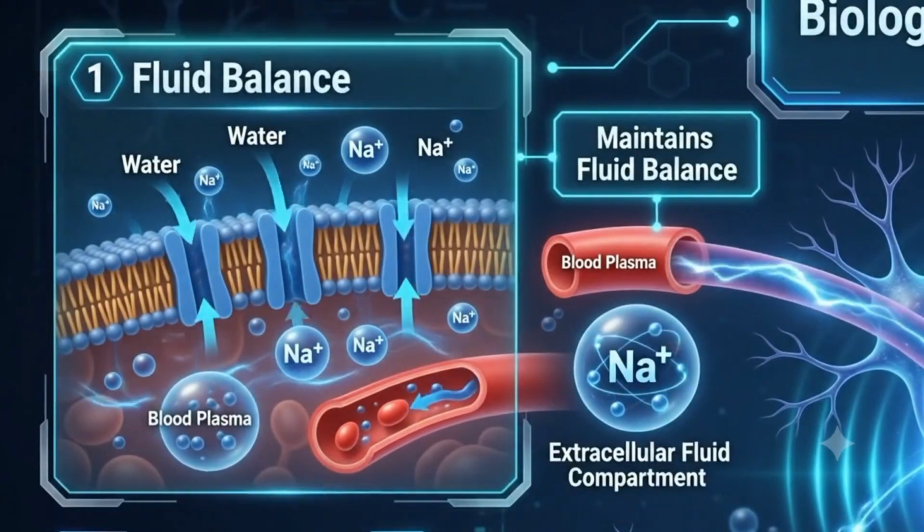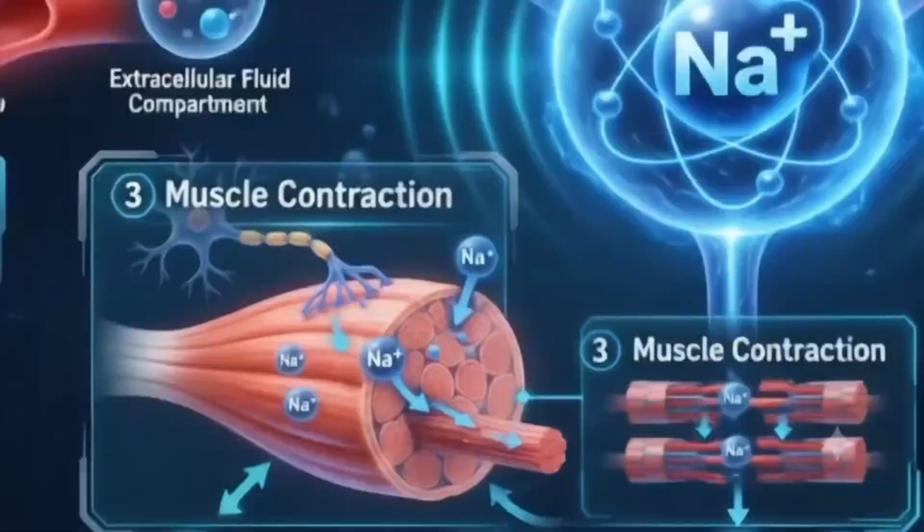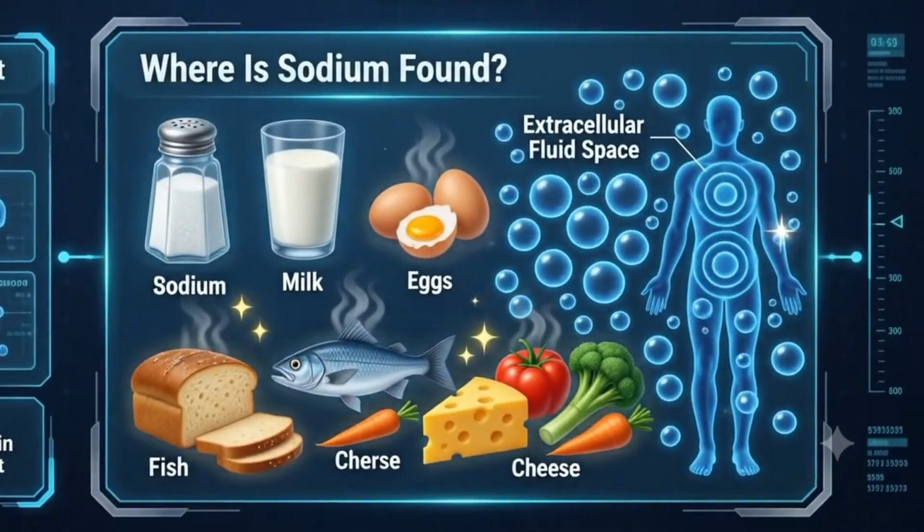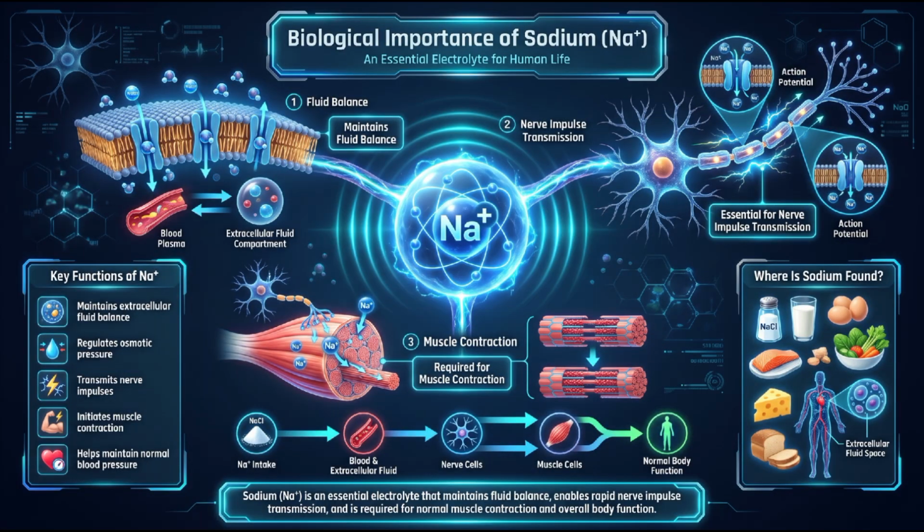Sodium is classified as an electrolyte because it carries an electric charge when dissolved in body fluids. It is the major positively charged ion found in the extracellular fluid, which is the fluid surrounding the body's cells. The infographic illustrates how sodium plays a vital role in maintaining fluid balance, transmitting nerve impulses, enabling muscle contraction, regulating osmotic pressure, and supporting many essential physiological processes required for life.